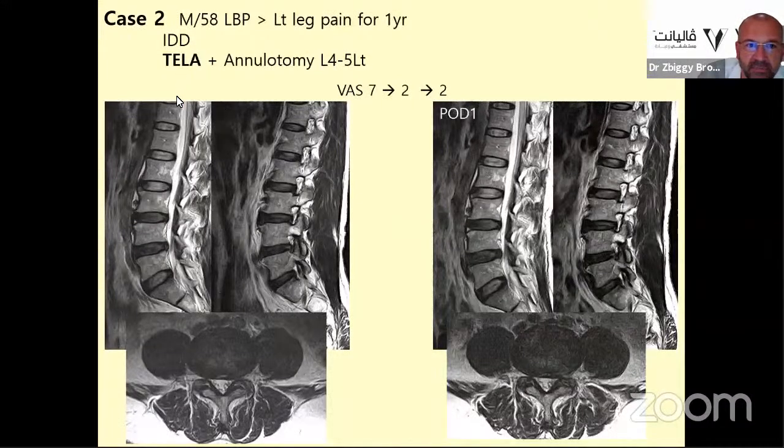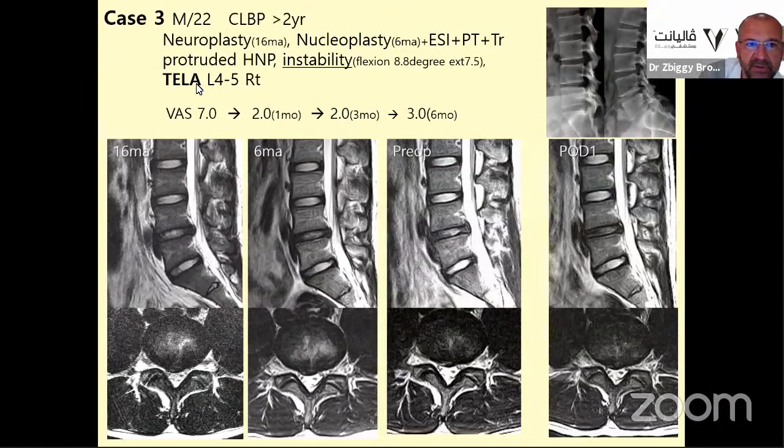again it was only annuloplasty and annulotomy for this patient on the left side. This is an interesting case because this patient had nucleoplasty, epidural injection, physical therapy, traction. We perform only annuloplasty, and 6 months after, the VAS was more than 50% less. We didn't make any intradiscal procedure. He nicely improved his discogenic back pain.